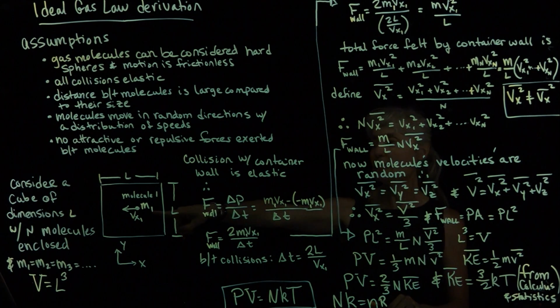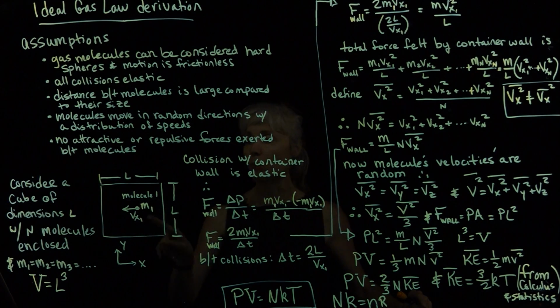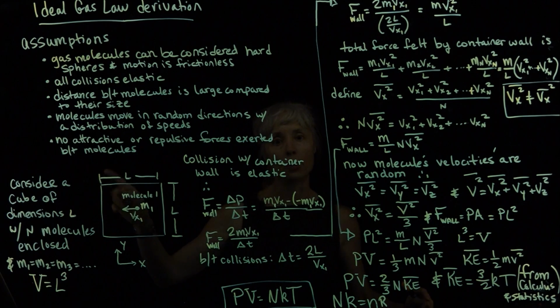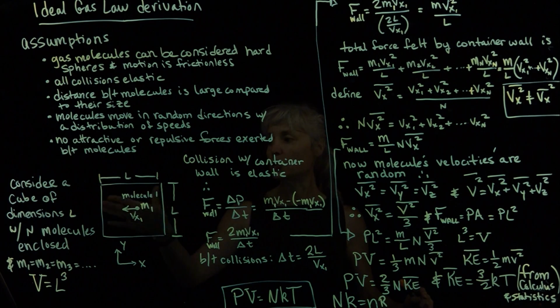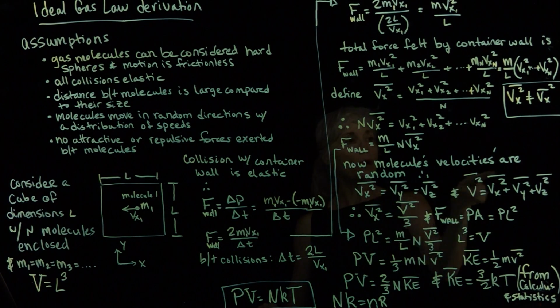Because notice, I just am looking at the force being exerted by the container wall, which can only be in the x direction. But this molecule could also have a y component or a z component that is going to be unaffected by this container wall. The container wall can only exert forces along the x dimension. Since the molecules' velocities are all random, on average, then the x component, the y component, and the z component squared and averaged are all the same.